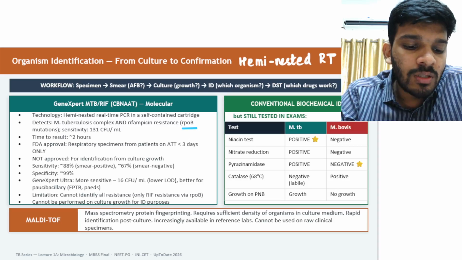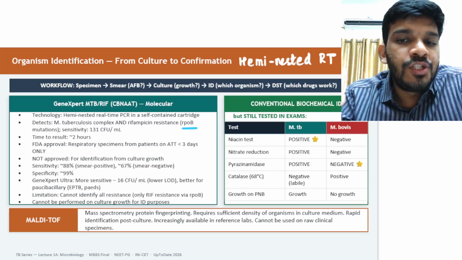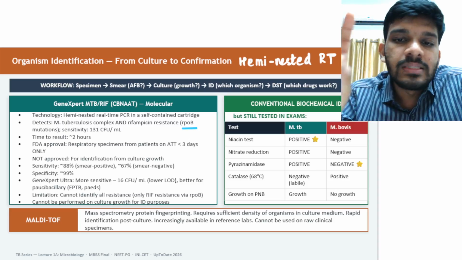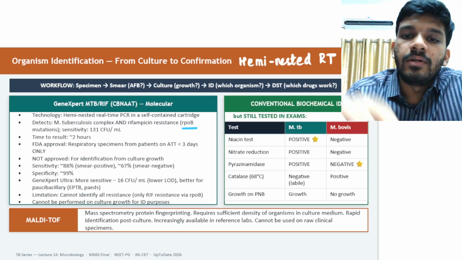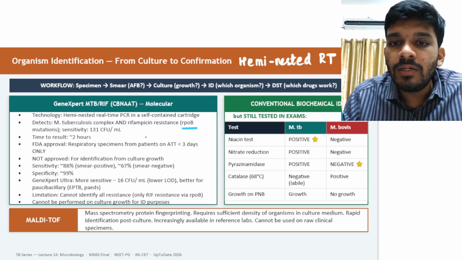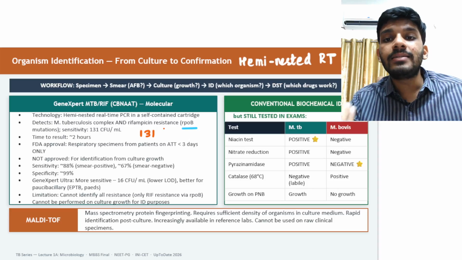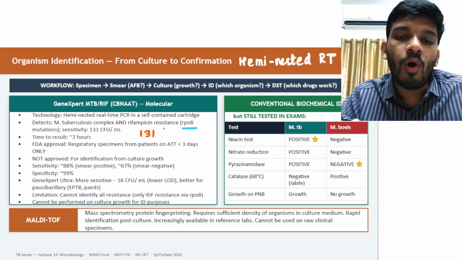Remember, we talked about AFB. There the sensitivity was 10,000. For culture, you needed 1,000 colony forming units. Here you almost need 100, right? So here the sensitivity is 131 colony forming units per ml. So you are coming down even further. So it has a higher sensitivity than culture in picking up organisms.